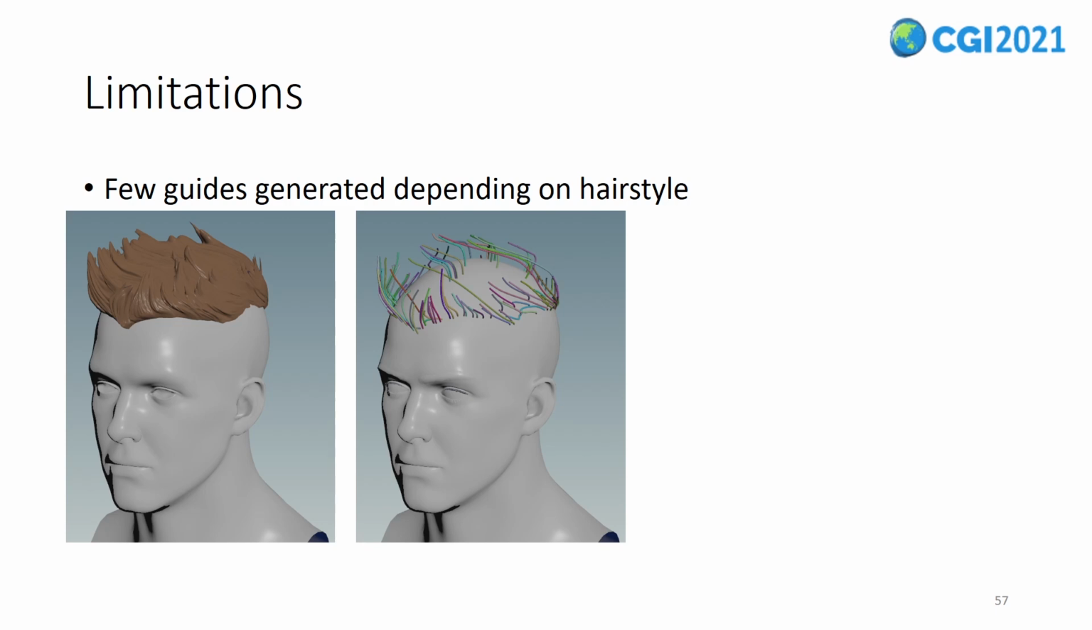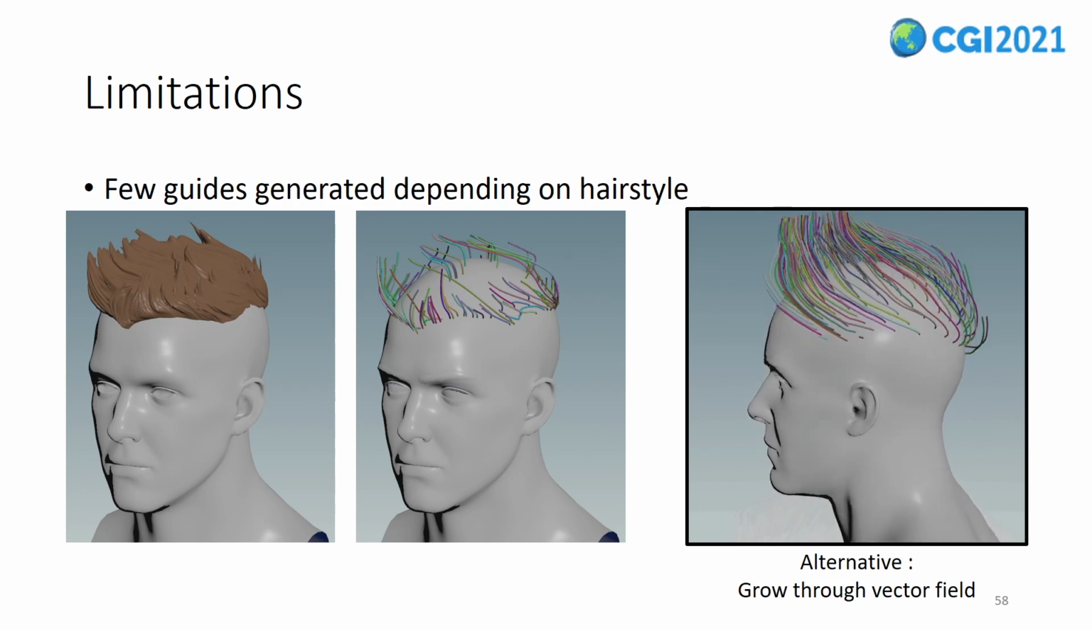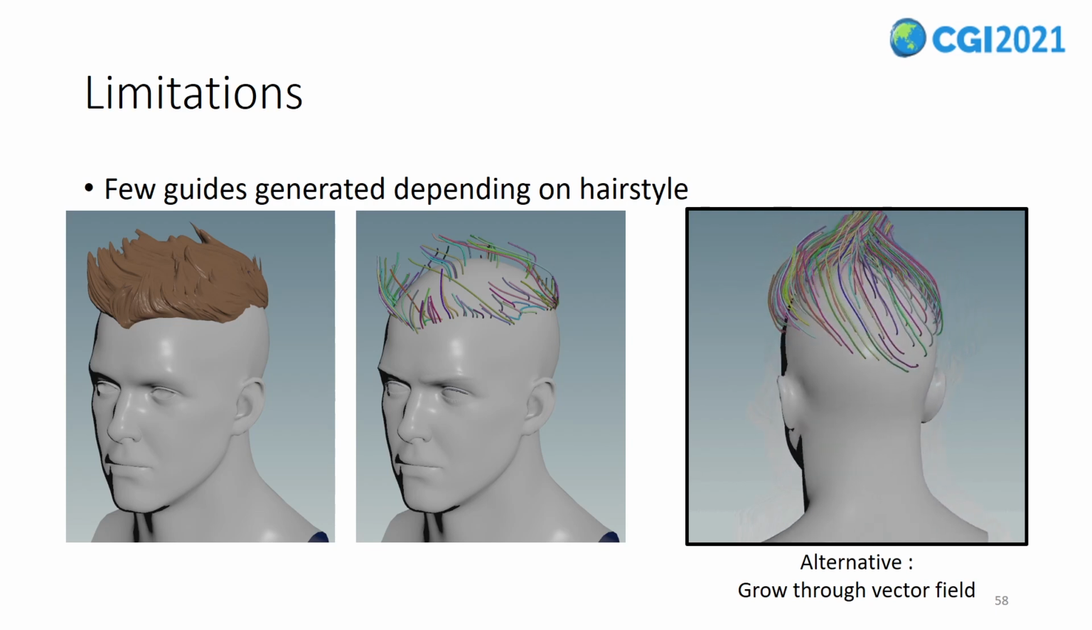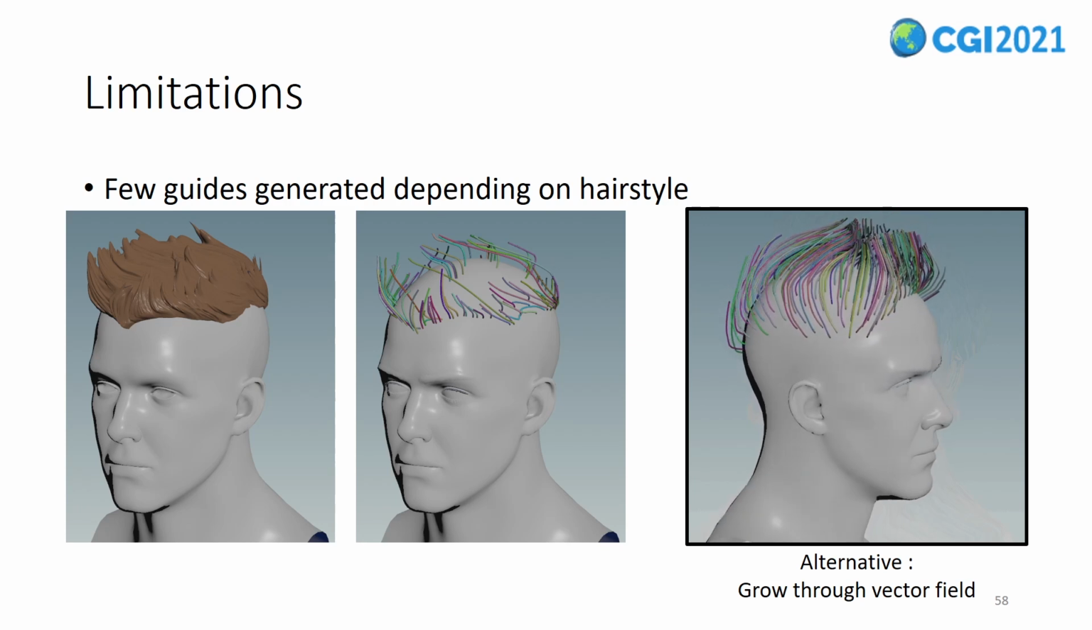So when a hairstyle is not really supported by our method, we will generate only a few guides. But there is an alternative to solve that. We could parameterize the scalp, then sample a root on the scalp, and grow hair from the scalp through the vector field that we found.